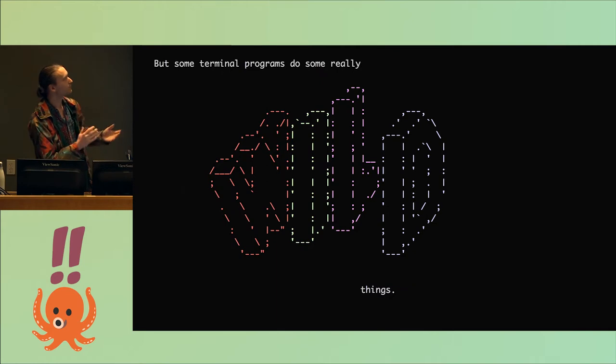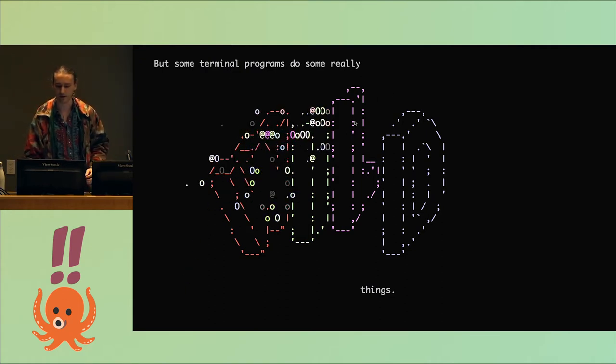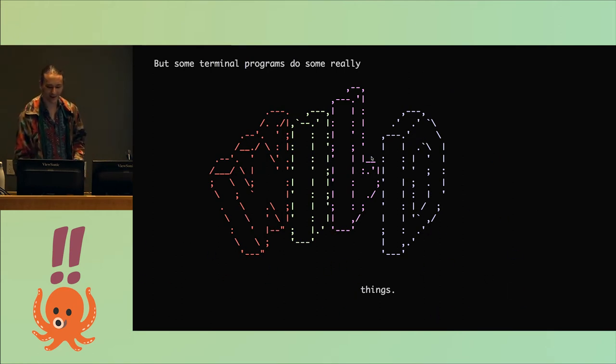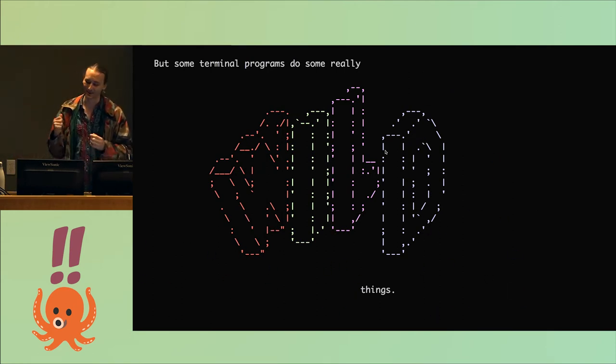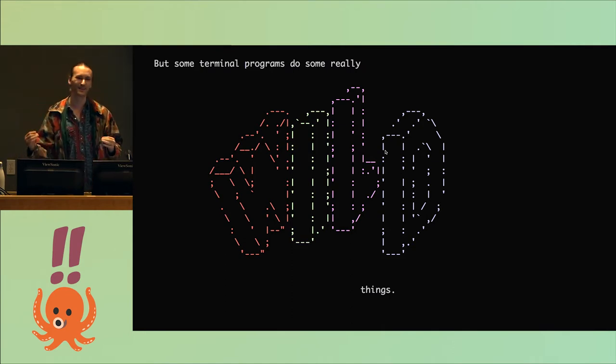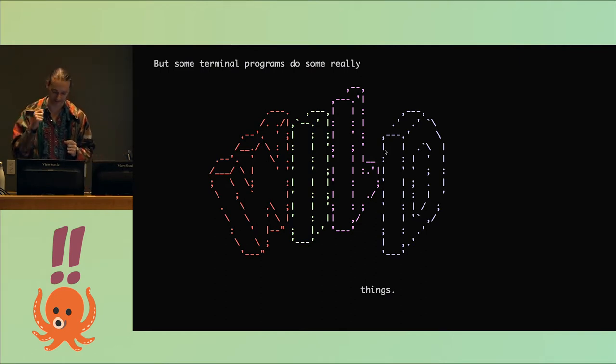But some terminal programs do some really wild stuff. They do colors, they do animations, they move the cursor around, take over the screen. Some of them even have mouse support. So how the heck does that work? This talk is an unreasonably detailed answer to that question, or at least as unreasonable as I possibly could be within 10 minutes.